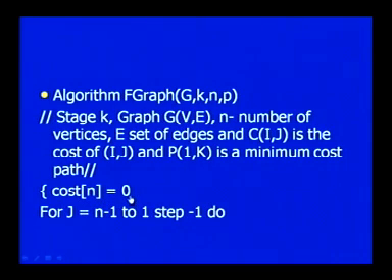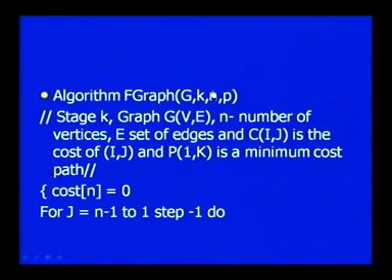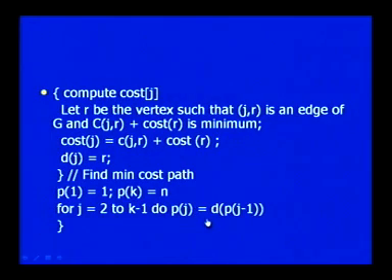Initially the cost is 0, and you can see very well the problem starts from here. We are trying to see the problem in the backward manner. So, that is the reason why we are calling this the backward reasoning. So, you can see the loop becomes n minus 1 to 1. Okay. So, we have stages starting from 0, therefore, we are coming from the right to left. So, the loop becomes n minus 1 to 1, step minus 1 do.